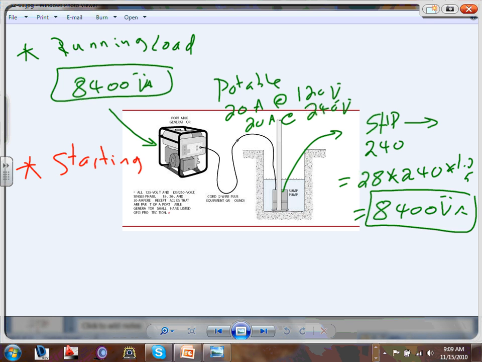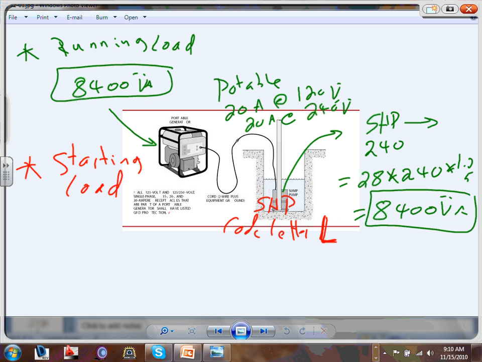The second sizing is starting load. We size a generator based on two things. Number 1, running load. Number 2, starting load. Now for starting load, let's assume the code letter given for this 5 horsepower pump was L, code L.